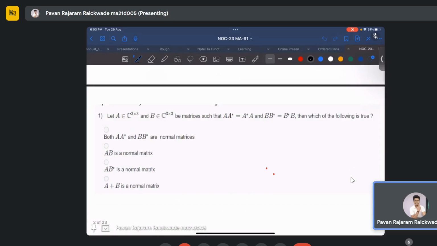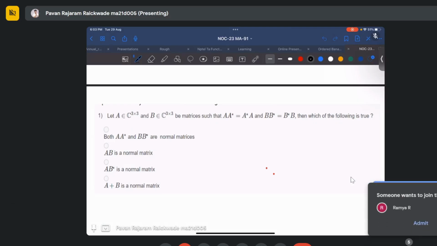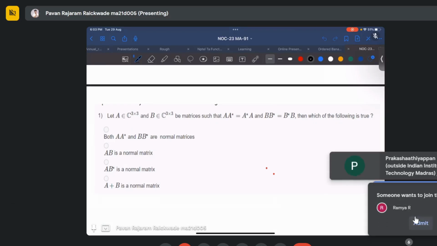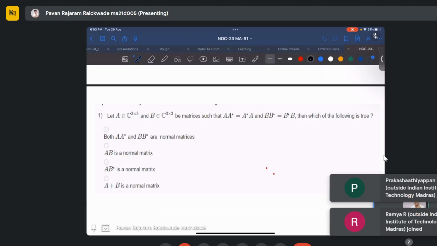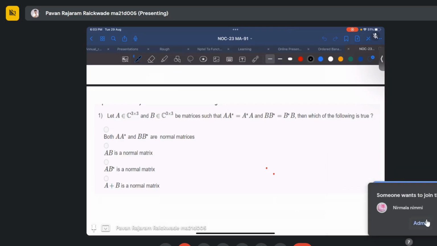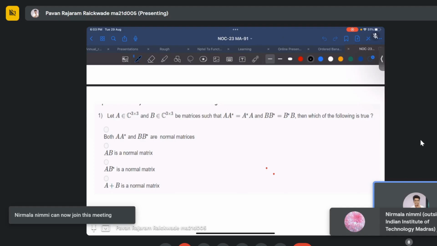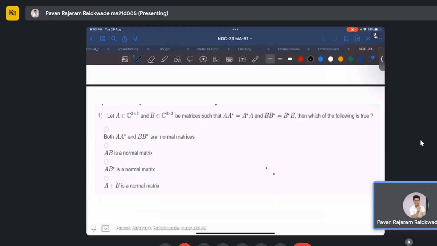So question number 1. You are given two complex matrices A and B such that A A star is the same as A star A, that is, A is normal, and B is normal. Then which of the following is true? They have asked which is true. So which one do you think is true? Given that A and B are normal, which of the four matrices they have given are normal?